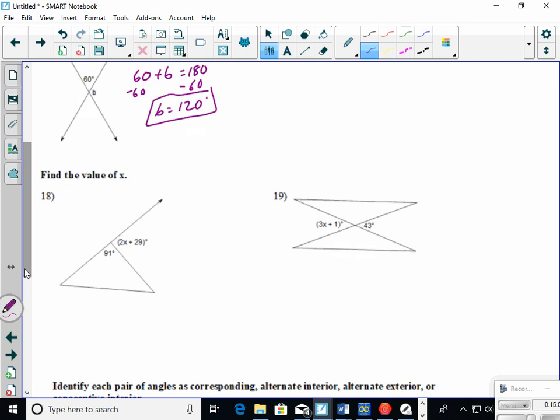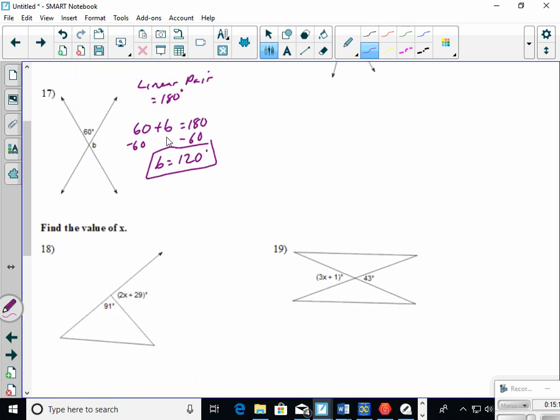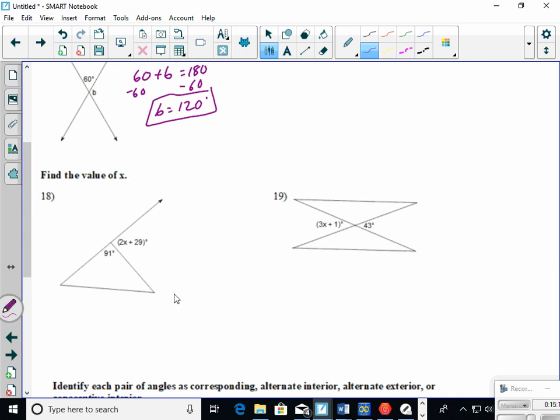Alright, so find the value of x. Still using those same relationships we just dealt with, just a little more complicated. Alright, so we have adjacent angles that make a straight line, which means they are a linear pair. So just like up here, they've got to add up to equal 180. So 2x plus 29 plus 91 has to equal 180, or 2x plus 120 equals 180. Subtract 120 from both sides. 2x equals 60, and divide by that 2.